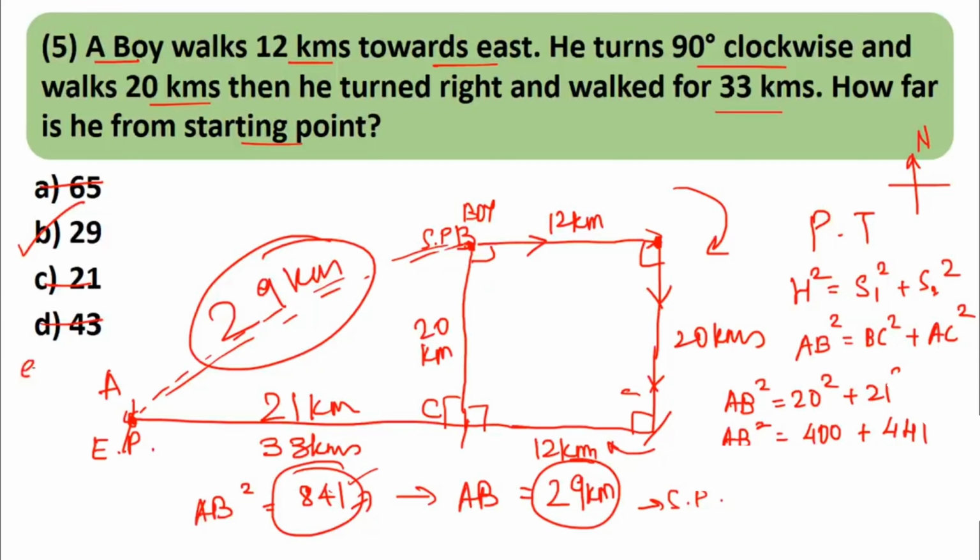Now if there was an option called none of the above, then you are left with two choices, 29 and none of the above. Then take 29, find 29 square. If it is 841, 29 is the answer. If it is not 841, then none of the above is the answer. But here the answer is 29. So 29 is the answer. Moving to the next question.